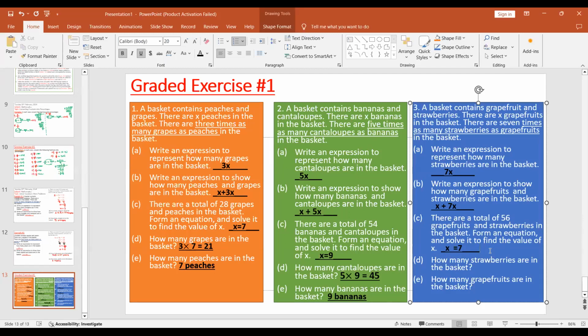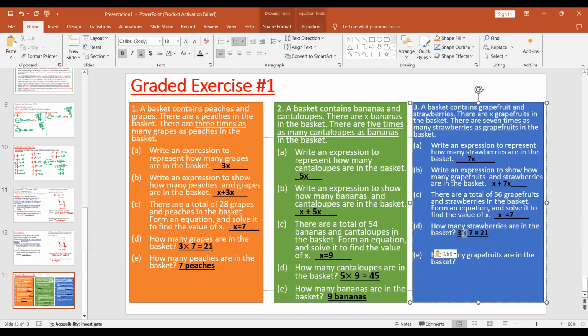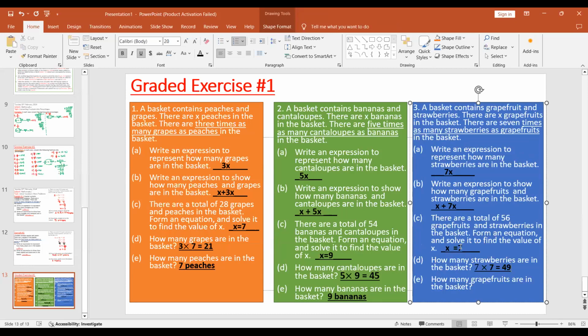Okay. And part D, how many strawberries are in the basket? 7 times 7 equals 49. 49 strawberries are in the basket. Why are you multiplying 7 by 7? Okay, 7 and then 7. Very good. 7 times 7 is 49. So there are 49. And then how many grapefruits are in the basket? X is equal to 7, so there are 7 grapefruits in the basket. Very good.